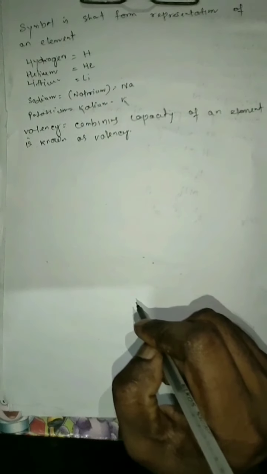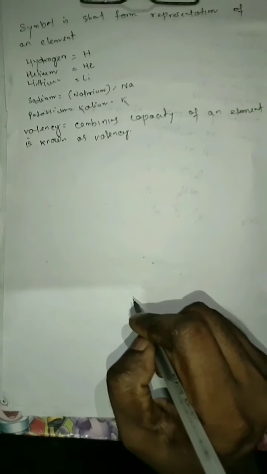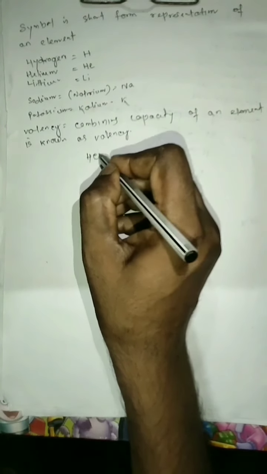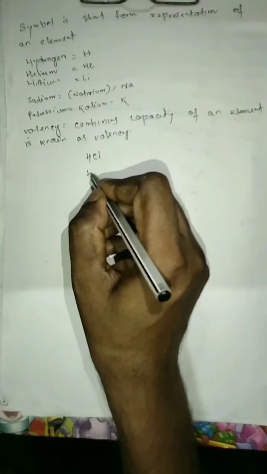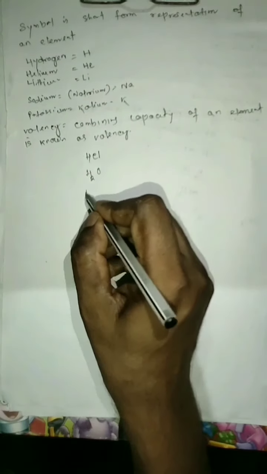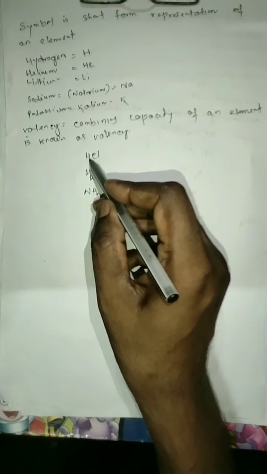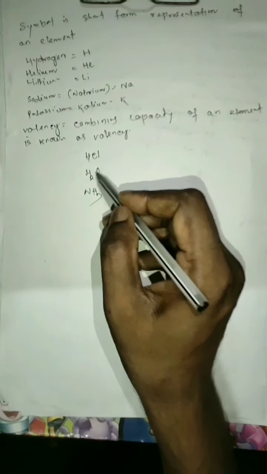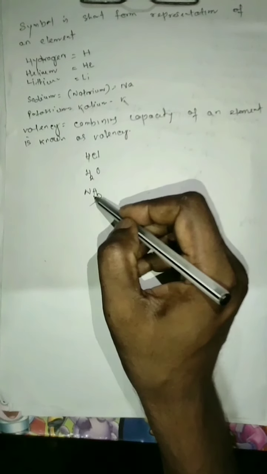So now I am giving 3 compounds. What is combining capacity? For example, hydrochloric acid, water, ammonia. 3 compounds are given. How are they combining? According to combining capacity, we can determine the valency. So hydrogen is taken as valency 1. Here HCl, H2O, NH3, 3 compounds are given.